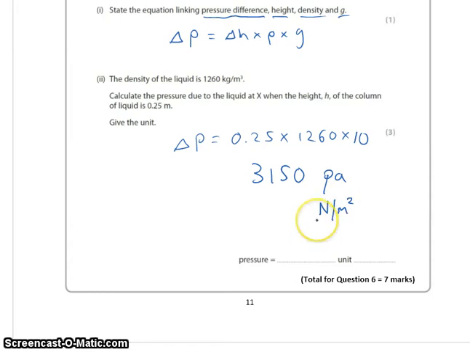So they're going to give 1 mark for the values you put in, 1 mark for your answer, and 1 mark for the unit. They'll also accept it if you didn't use 10 and you used 9.8. You get a slightly lower answer instead.